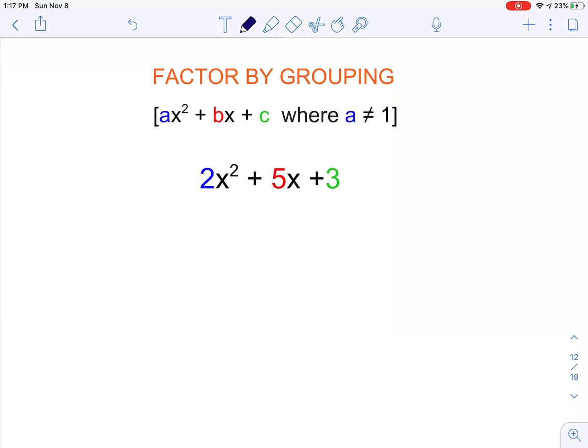Using factor by grouping, and again, I focus on using this when a is not equal to 1. However, you could use it in theory when a is equal to 1. It's just a few extra steps that I don't think are necessary.